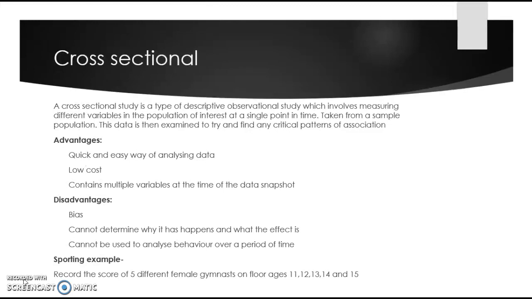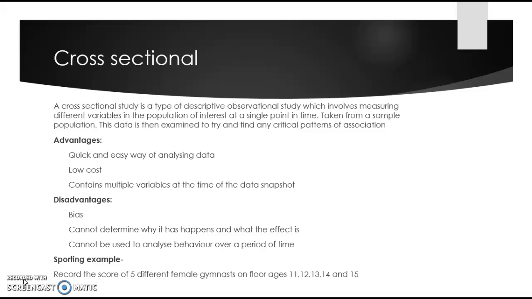Cross-sectional. A cross-sectional study is a type of descriptive observational study which involves measuring different variables in the population of interest at a single point in time. This is taken from a sample population. The data is then examined to try to find any critical patterns of association.